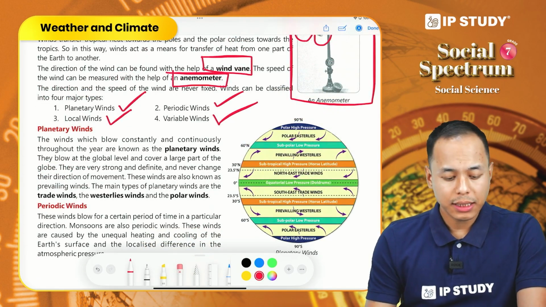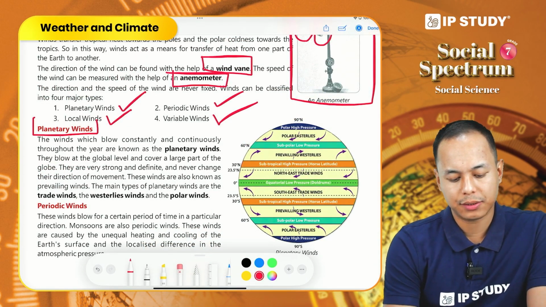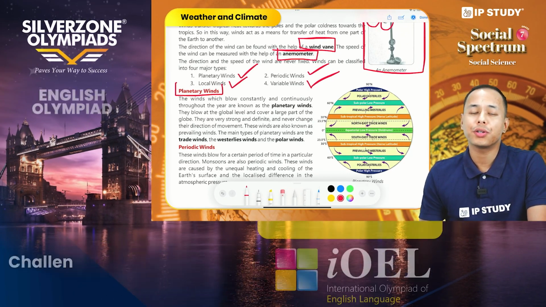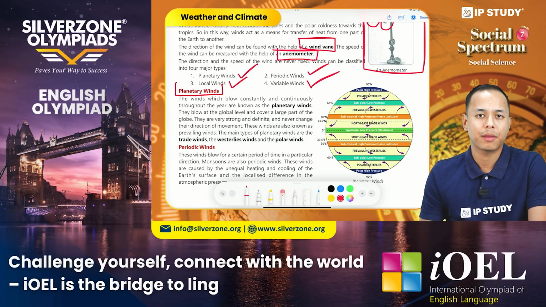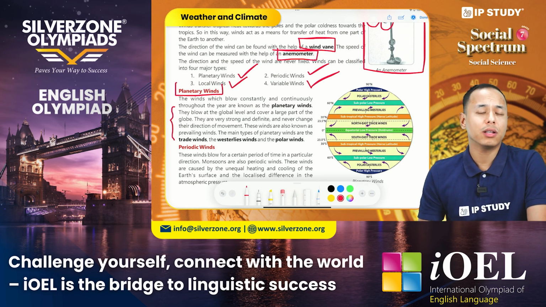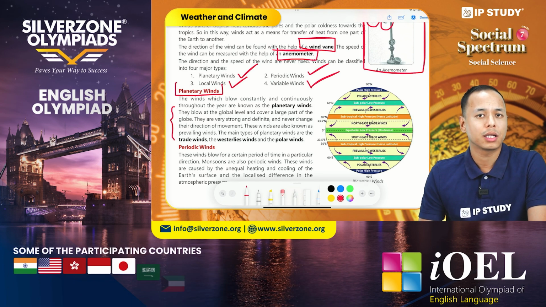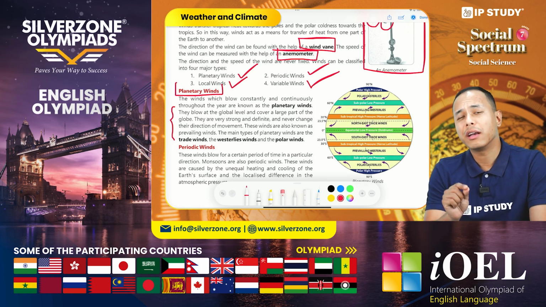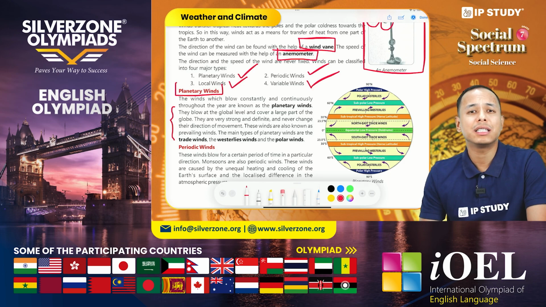So now let us discuss planetary winds. These winds blow constantly and continuously throughout the year. They blow on a global scale and cover a large part of the globe or earth. One important characteristic is that they are very strong, definite, and they do not change their direction.